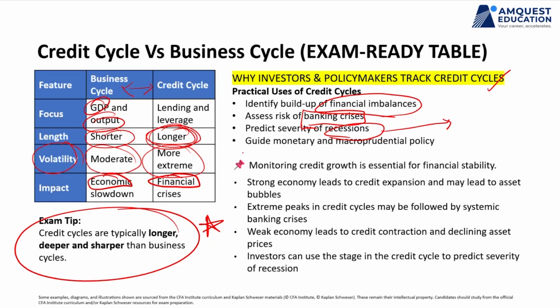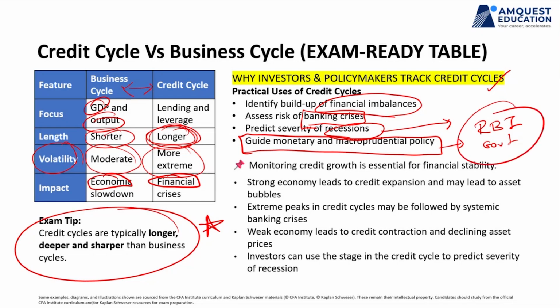And this is the biggest guiding factor for the RBI and the government to make monetary policies, macro policies, prudential policies, regulatory policies, tax policies. All of these imbalances, crisis, recession, and other factors help the governments to guide and make their policies. Clear? Therefore, it's very important that the credit growth of the economy is monitored and understood so that you can maintain financial stability, right?